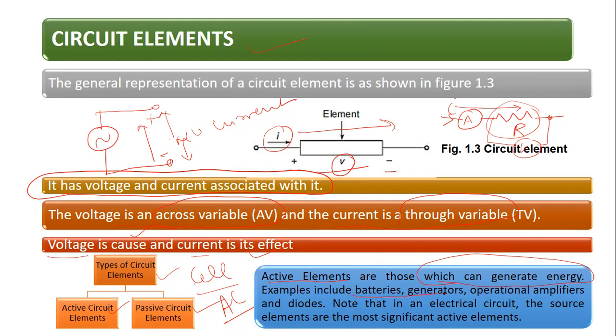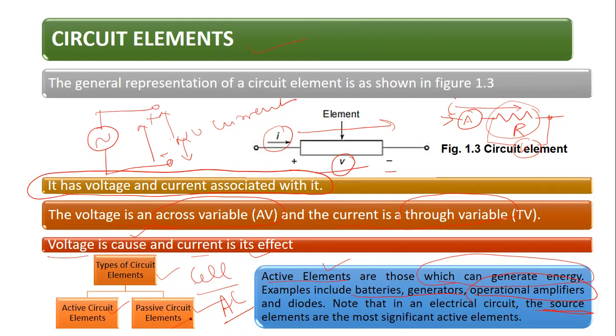So we have batteries, generators, then operational amplifiers, and diodes, which you will study in your basic electronics. As far as electrical systems are concerned, we have batteries, DC generators, and AC generators. We also call active elements electrical sources.